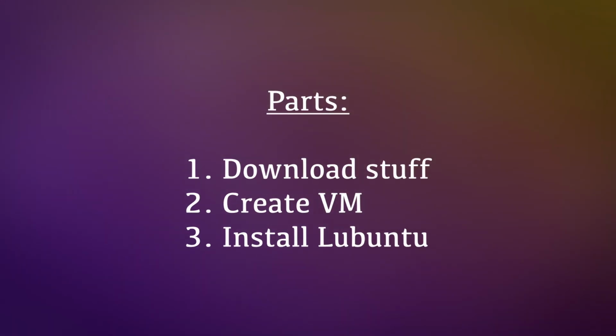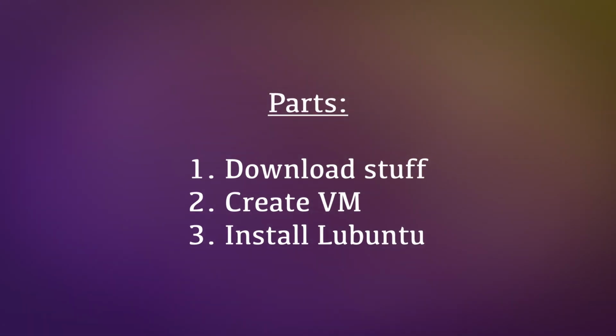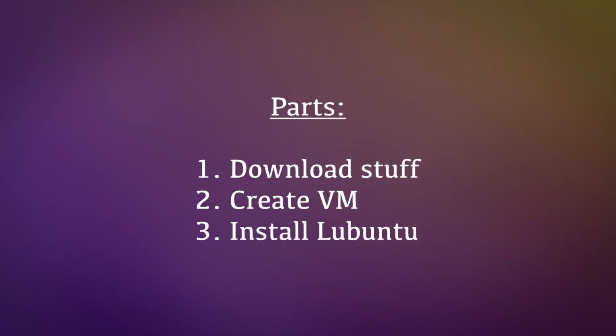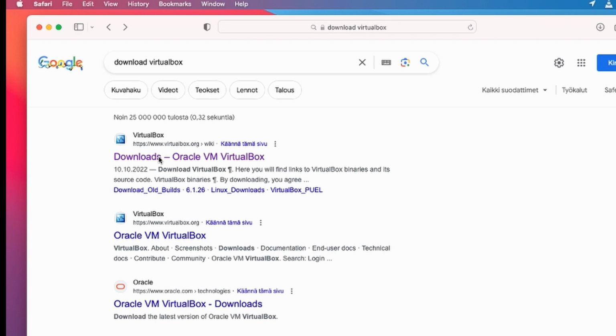Now let's break down the tutorial into its main parts. In the first part, we'll download the necessary software, namely VirtualBox and the Lubuntu ISO image. Then we'll move on to creating a virtual machine in VirtualBox, where we'll configure the settings to prepare for the installation of Lubuntu. Finally, we'll walk through the process of installing Lubuntu onto our virtual machine step by step. Let's now dive into the first part of our tutorial, downloading VirtualBox and Lubuntu.